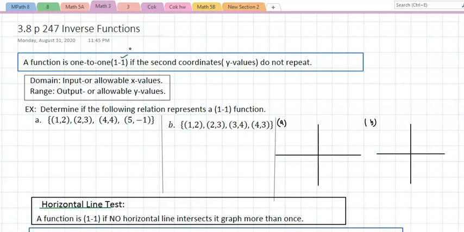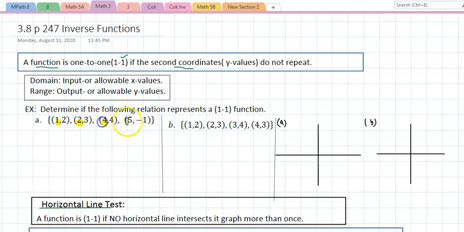So a function has to be a function satisfying that the first coordinate does not repeat if the second coordinate does not repeat. So domain and range are the same. I look at an example. Determine if the following relation is a one-to-one function.